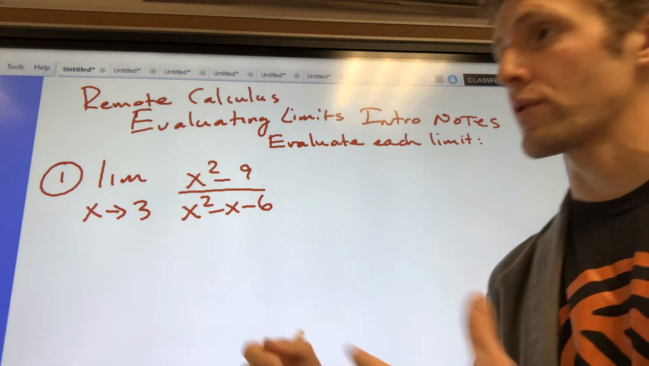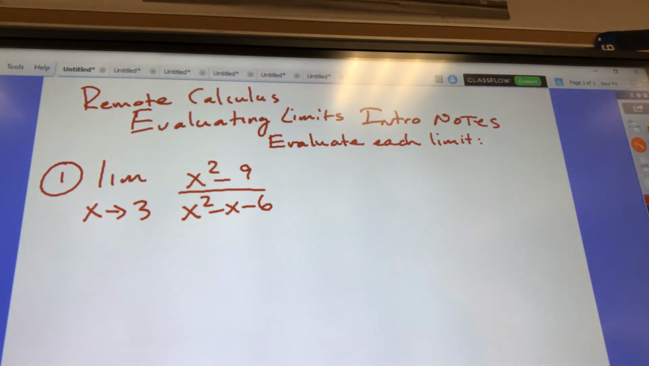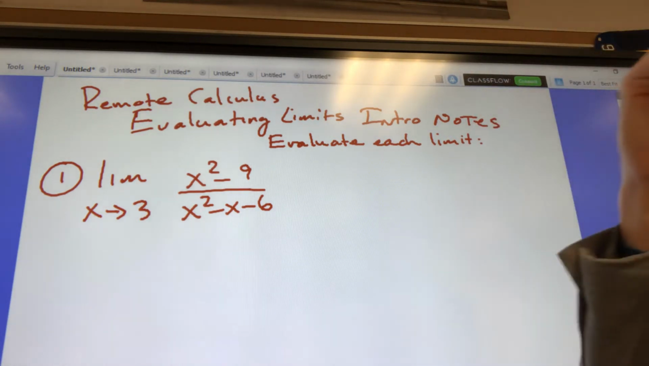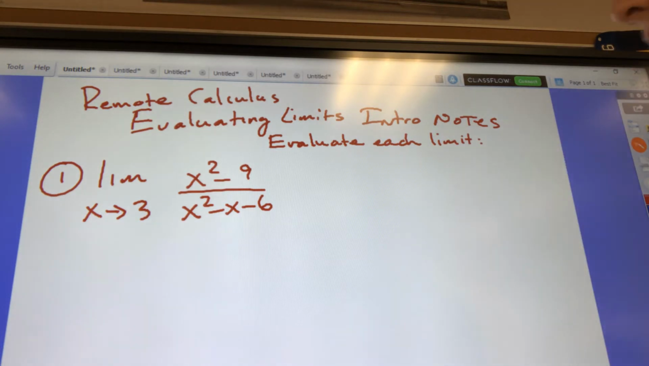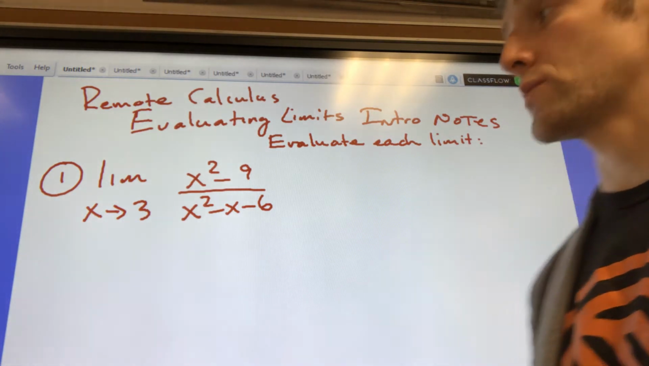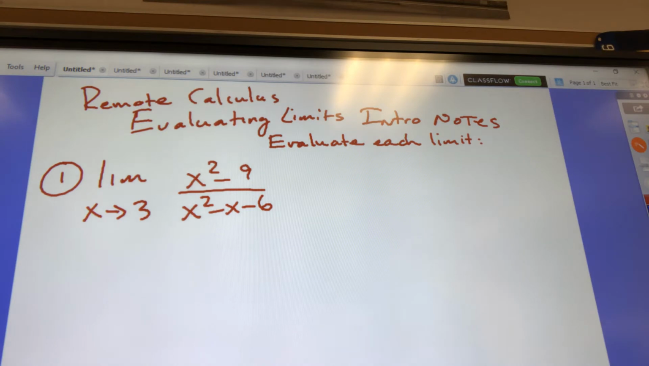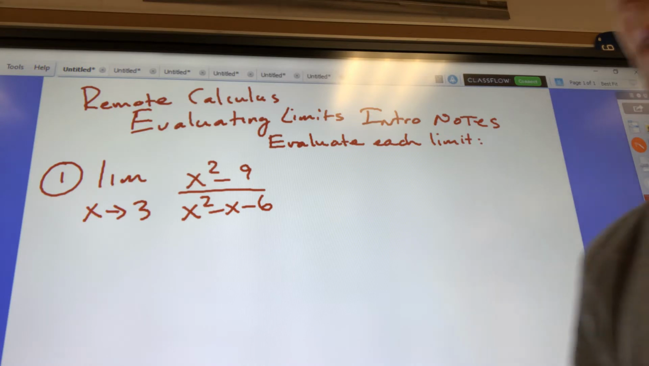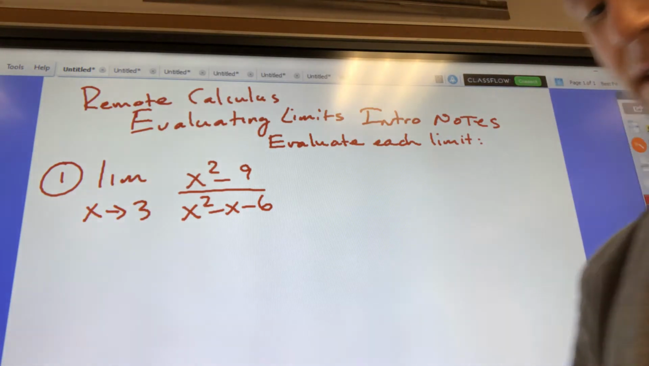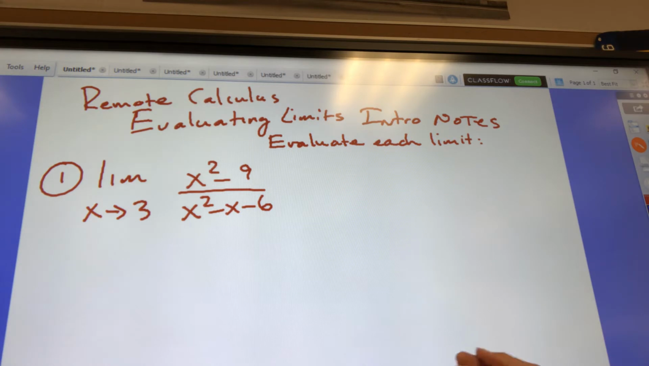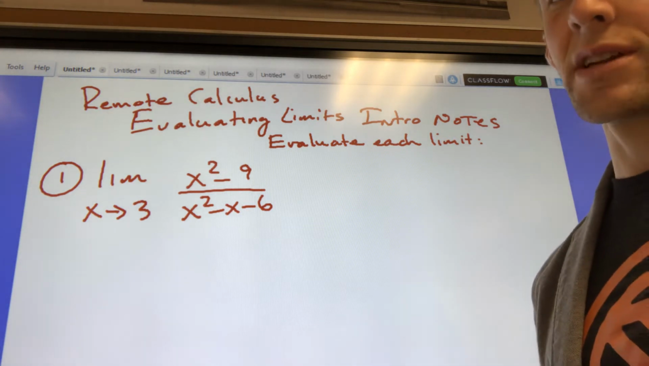I'm going to skip over the graphical. Looking at this graphically, we can see, as x is approaching a certain number, what is y approaching? Okay, we took a look at that. If we had jump discontinuities, or vertical asymptotes involved, where the left side didn't match the right side, we were able to tell different limits looking at them graphically. Now we're going to spend a lot of time looking at them algebraically.